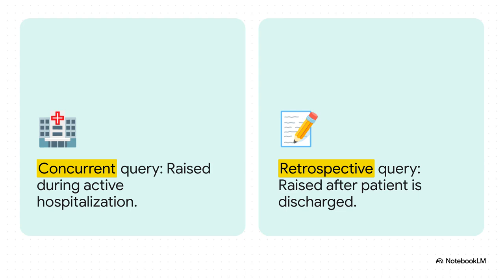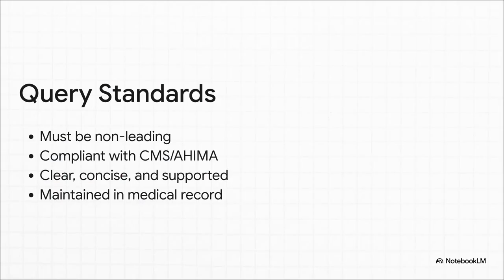to the clearinghouse. Now, a quick warning when you're drafting these queries: they are strictly regulated by CMS and AHIMA. You cannot lead the physician. You can't just write, "Hey, Dr. Smith, can we code this as acute blood loss anemia so we get a higher DRG payout?" No way. That is totally non-compliant and a fast track to a fraud audit.